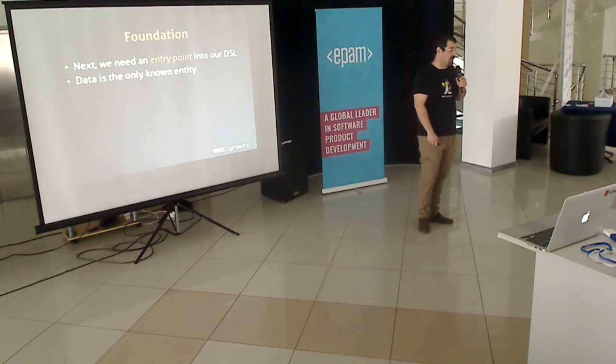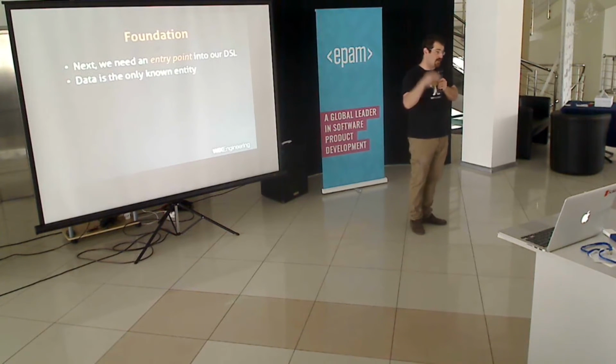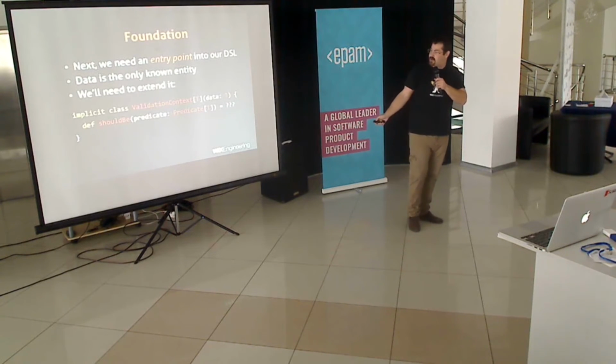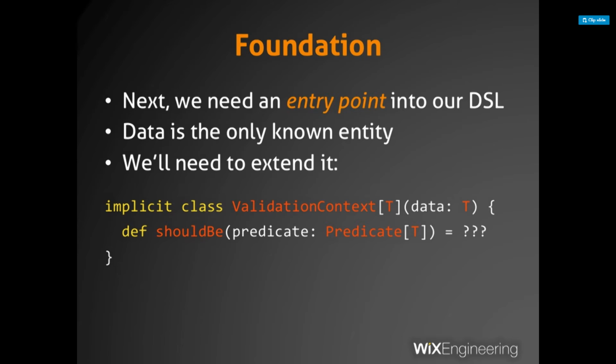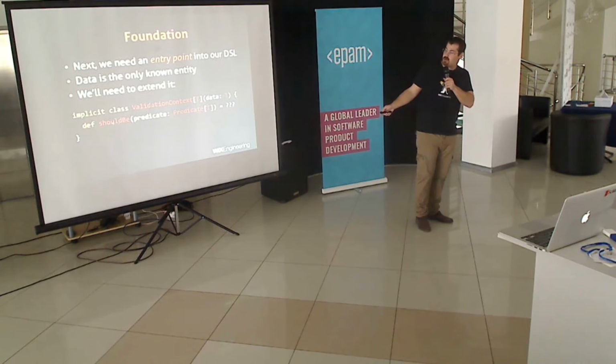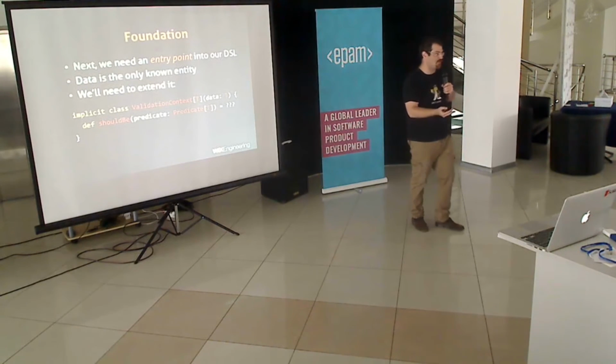Next, we need an entry point into our DSL. The only thing that we actually know ahead of time is the data. So we need to extend the type of that piece of data to actually support our DSL. We'll add an implicit class called ValidationContext. It's generic in T, operates over any arbitrary type T, and it adds this shouldBe method that takes a Predicate of T. The implementation is not the point. The first thing we need is that entry point in our DSL.